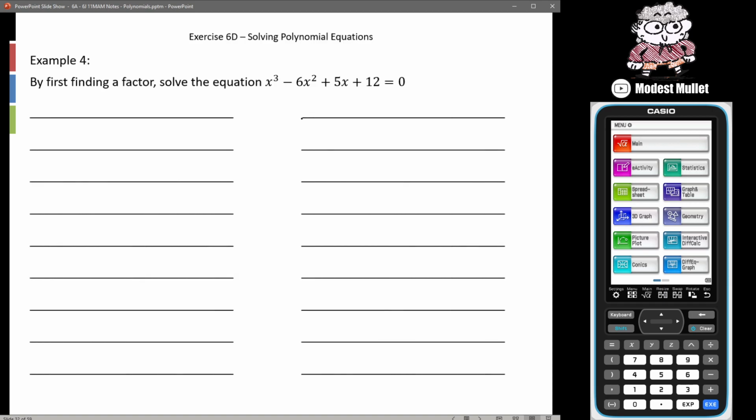Right, so last example. By first finding a factor, solve the equation. So solve, what does this imply? Or by finding the factor, let's think about what that first bit of the question implies. Well, that means we need to use the factor theorem from 6C, and then once we've used that to find one factor, we're going to follow the same process from this previous example where we are going to factorize, I guess completely would be something that we could say, so that it's completely linear factors.